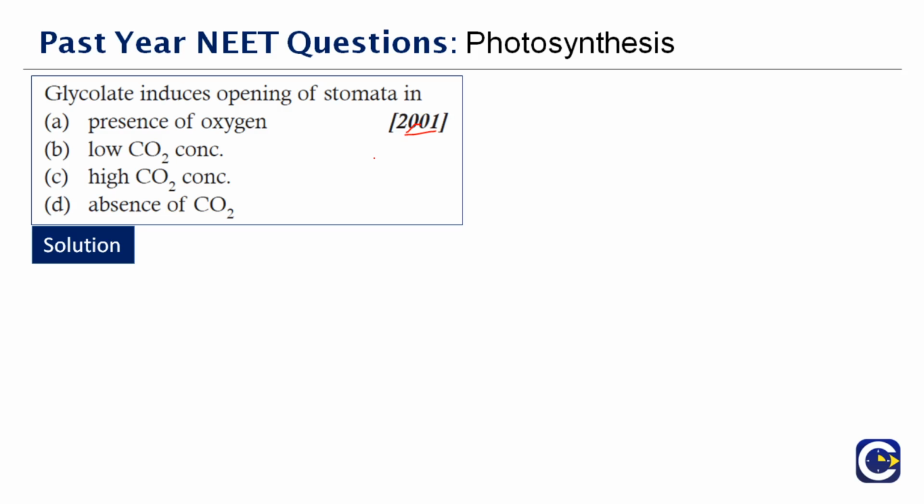See, glycolate has a chemical formula, so I'll write the chemical formula here. It has a chemical formula of C2H4O3, and it is the smallest of all alpha hydroxy acids.